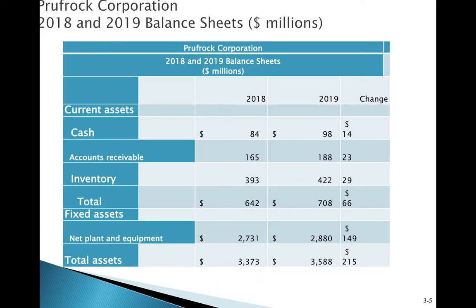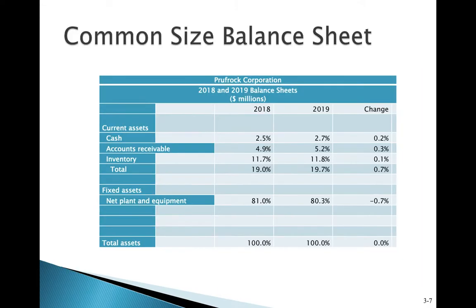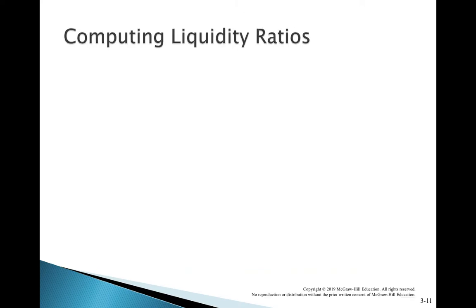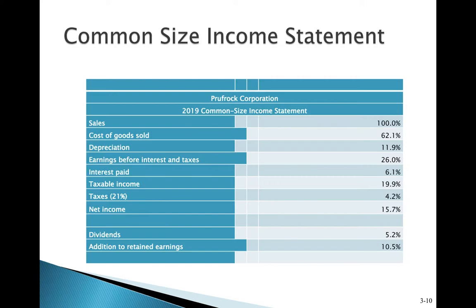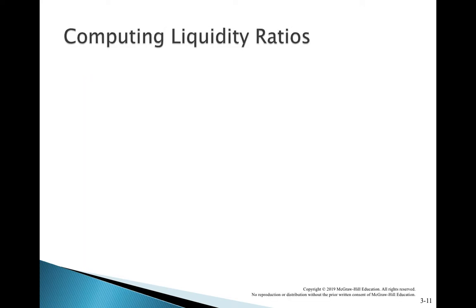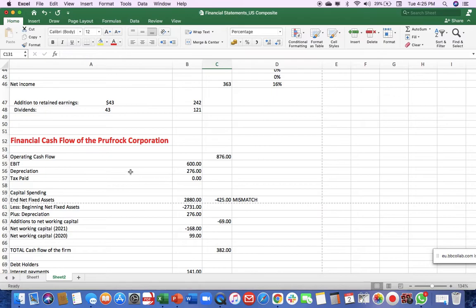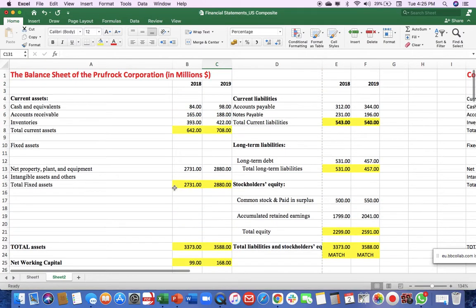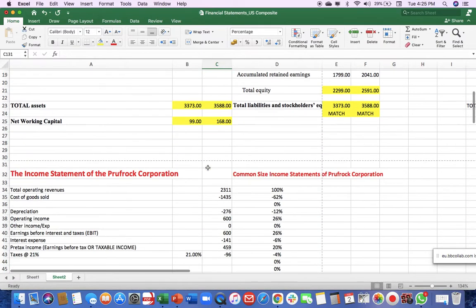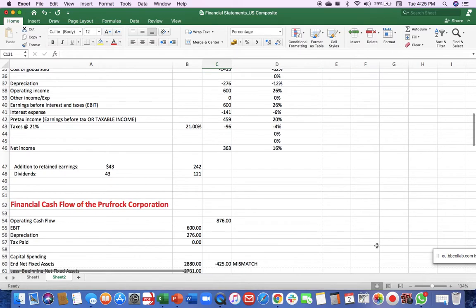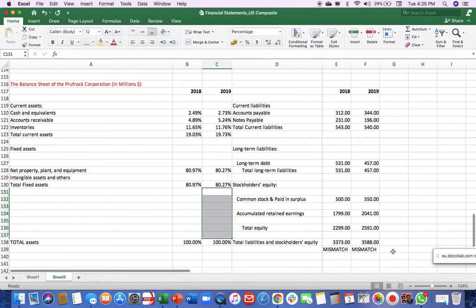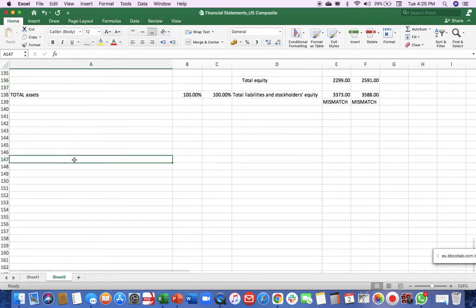So here we have the categories of ratios. We will try to calculate them one by one. We have the income statement, balance sheet, and cash flow statement of Pufrock given to us. Here is the balance sheet of Pufrock. Here is the income statement of Pufrock. So we can calculate the ratio analysis.